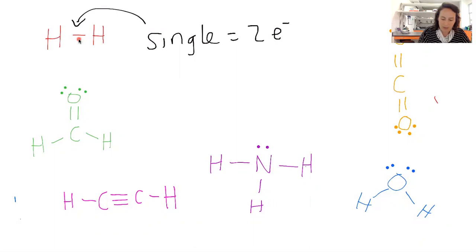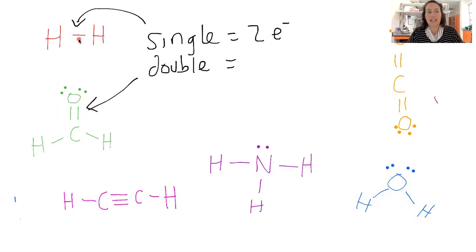We also have double bonds, D-O-U-B-L-E. An example would be in this compound here that's green. This green compound is acetone. If you've ever used nail polish remover with acetone in it, that is what the chemical compound looks like. It is made up of one carbon, one oxygen, and two hydrogens, and they are bound in this way.